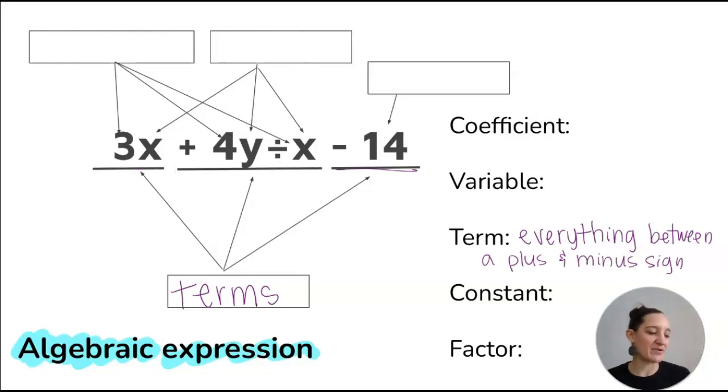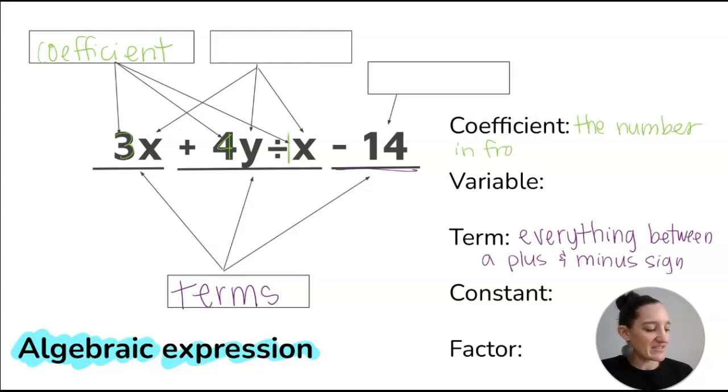The next thing we're going to label are the 3, the 4, and this invisible 1 right here. Those are called coefficients. A coefficient is the number in front of a variable. And you might be like, well, Mrs. Matson, I agree that there is a 3 in front of the x, and there's definitely a 4 in front of the y, but there's nothing in front of the x. Well, I'm going to teach you some invisible math.